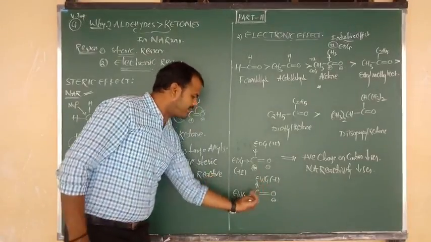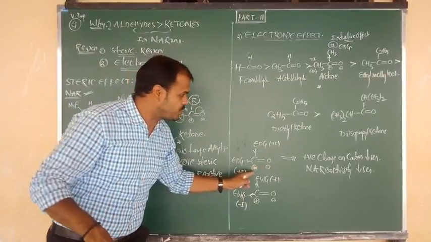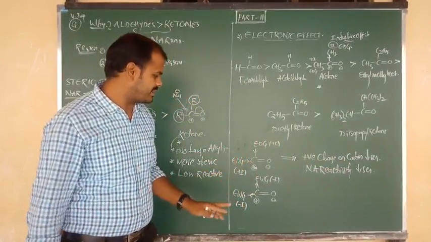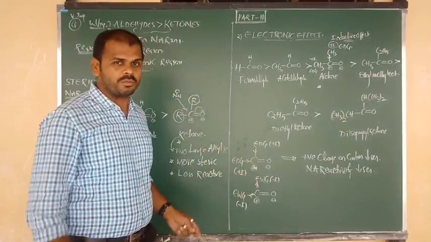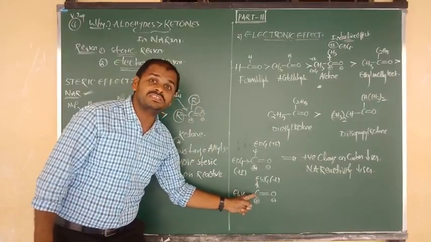Like this, withdrawing. In presence of electron donating or positive inductive groups, positive charge on carbon decreases. So nucleophilic addition reactivity decreases. But in case of electron withdrawing group, listen carefully. Electron withdrawing means carbon is donor.